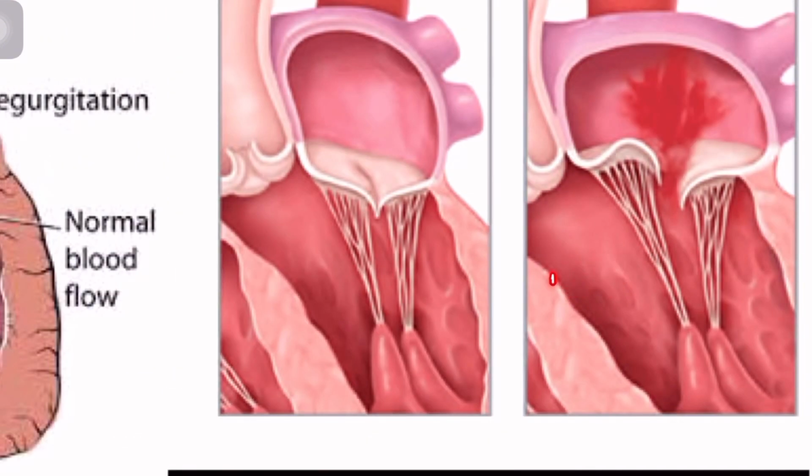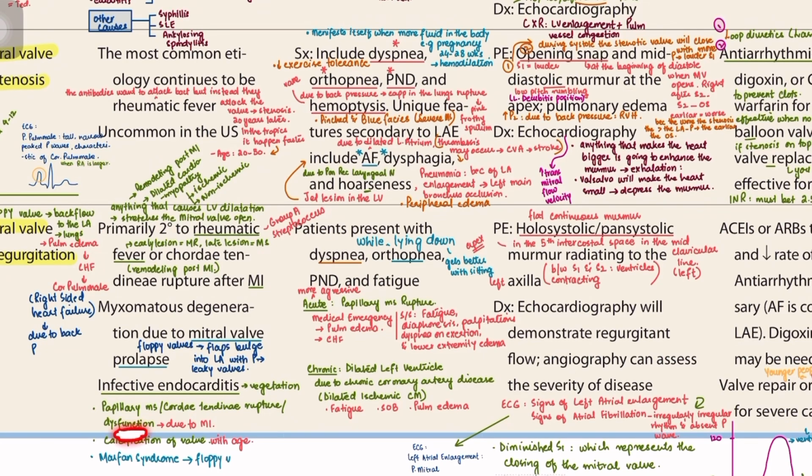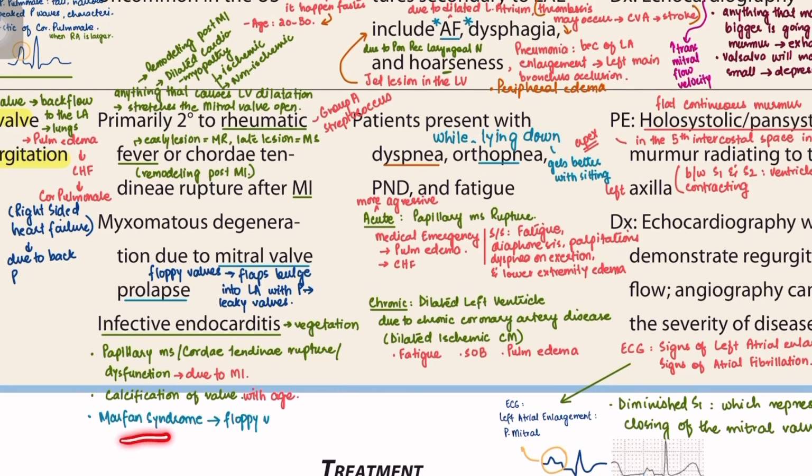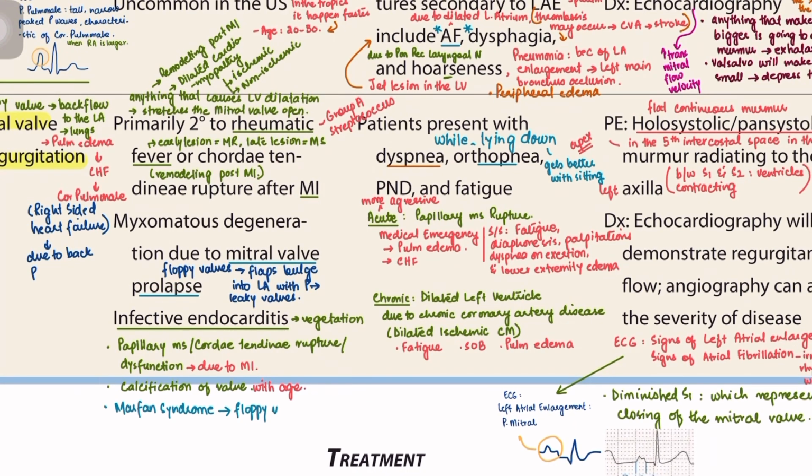Other than that, another reason could be secondary to myocardial infarction, which can result in the rupture or degeneration of the papillary muscle or chorda tendineae, resulting in valve dysfunction. Anything that causes left ventricular dilatation stretches the mitral valve open. Examples of things that cause left ventricular dilatation can be remodeling post-MI, dilated cardiomyopathy, which can be ischemic or non-ischemic. Some other causes could be Marfan syndrome, which is a congenital disease resulting in floppy valves, calcification of the valves with age, and mitral valve prolapse. So basically in causes we have rheumatic fever, rupture of the chorda tendineae, papillary muscles, calcification of the valves with age, Marfan syndrome, and mitral valve prolapse.